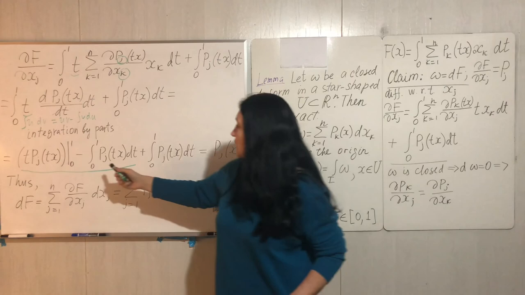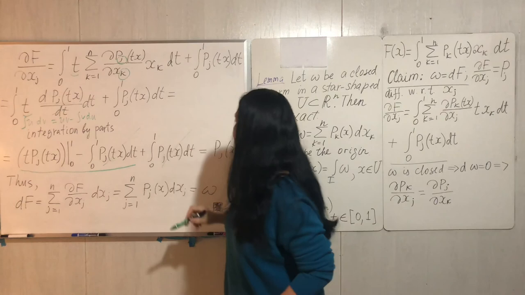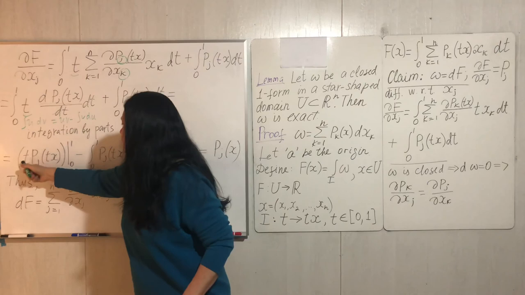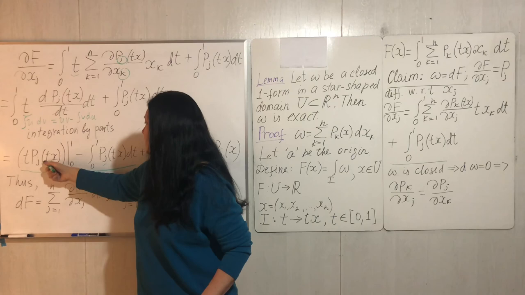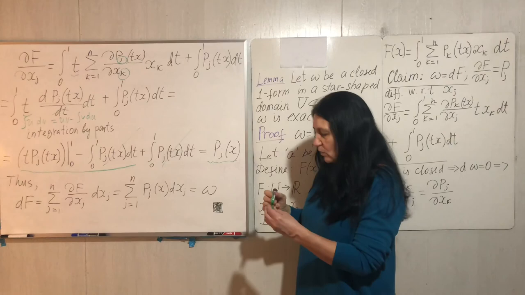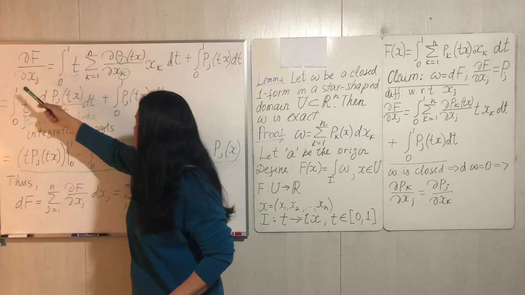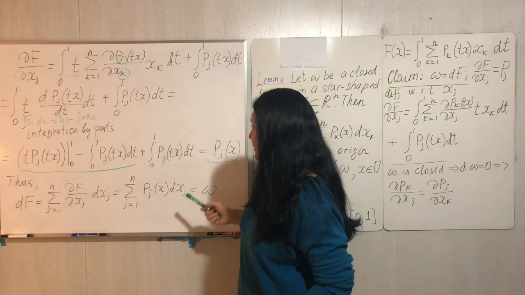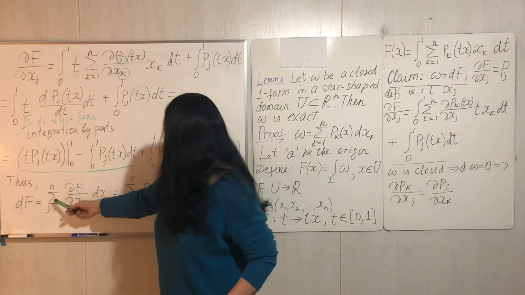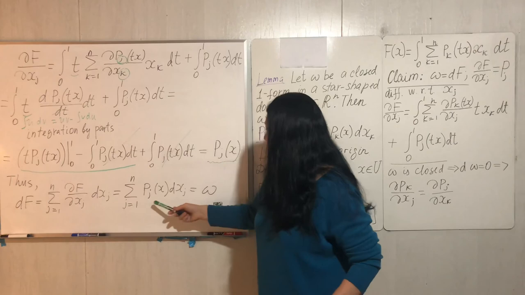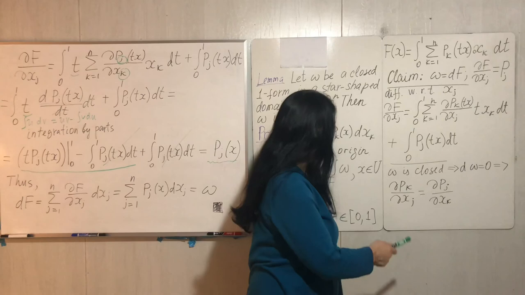And then we can notice that this term and this term cancel each other out, and what we are left with is just this one. When we plug in 1, we get pg at x. When we plug in 0, we get 0. So we obtain what we wanted, because initially it was our goal to show that the derivative of f with respect to xg equals pg. And so we can do it for every g. Thus, we have shown that df has this form, where each df/dxg equals pg, and that is our form omega. So we have proved our claim that df equals omega.